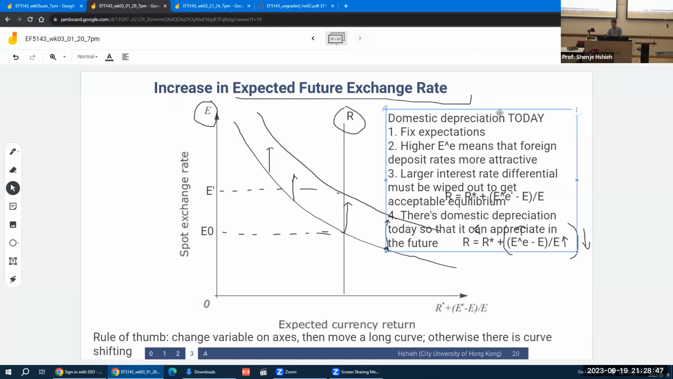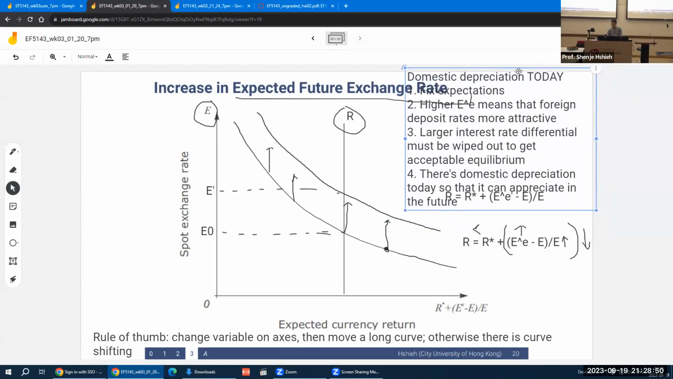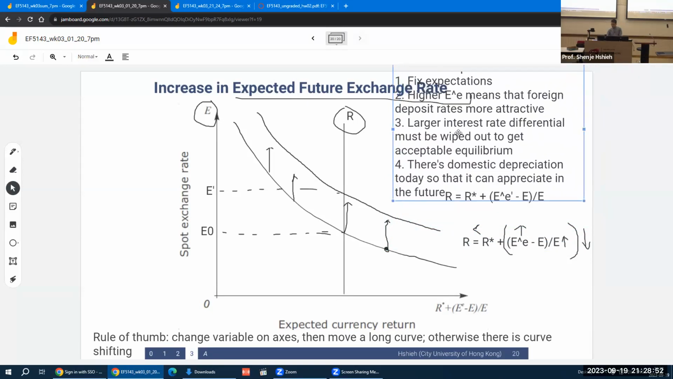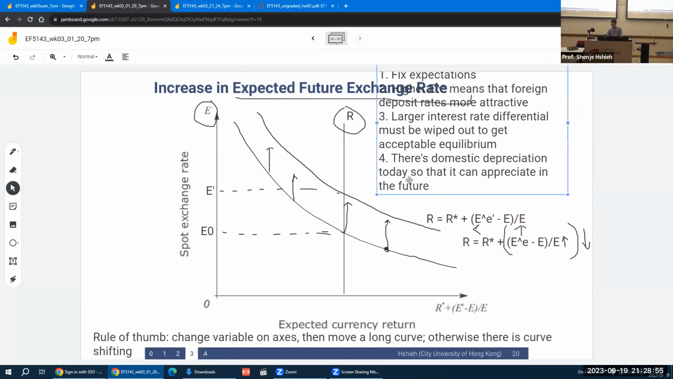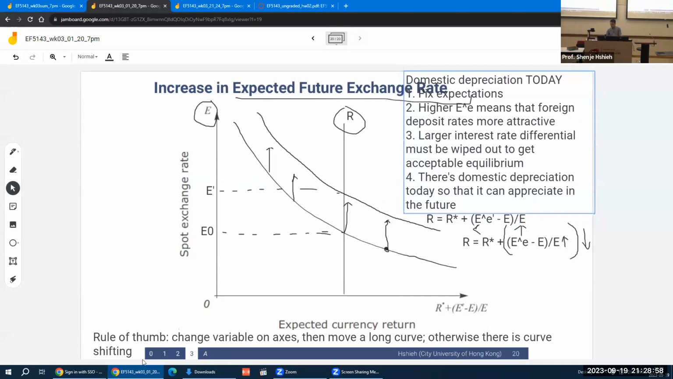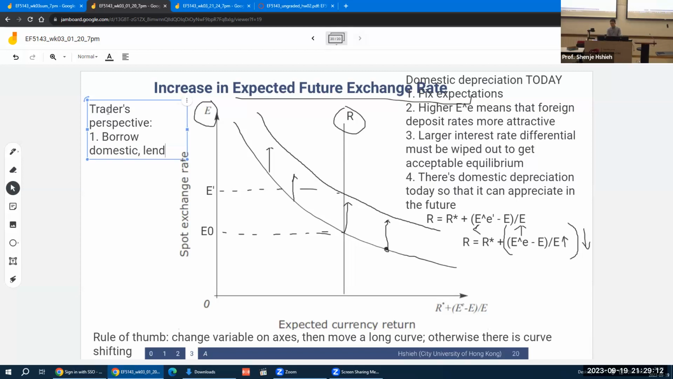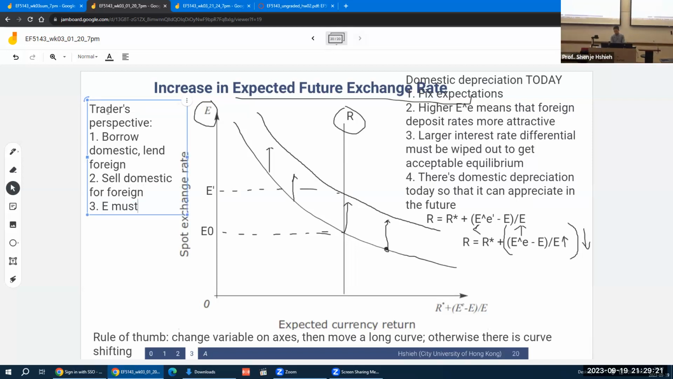The same as the previous slide. Sorry, let me move this down here. And the carry trader's perspective, I mean the trader's perspective, is trivial. Borrow domestic, lend foreign, sell domestic for foreign, E must increase. That's it.